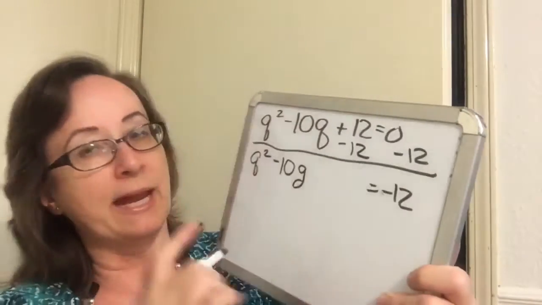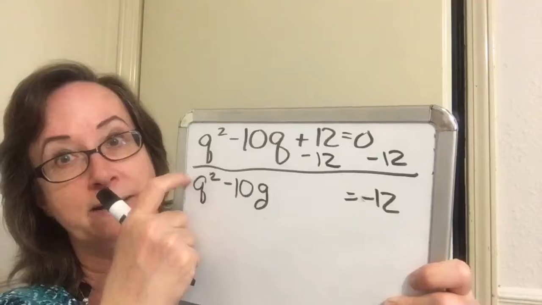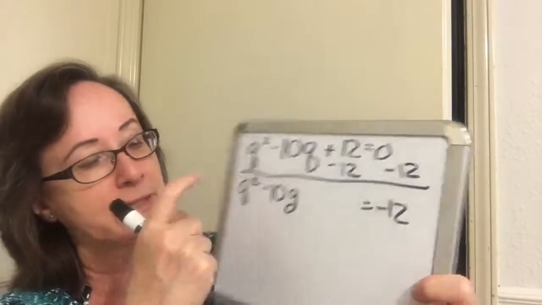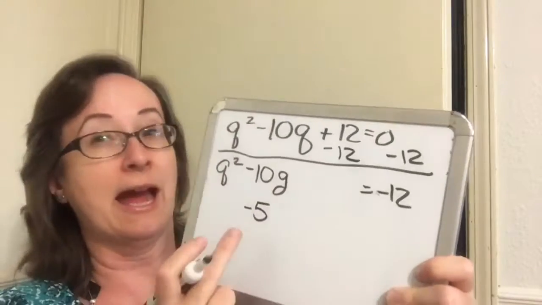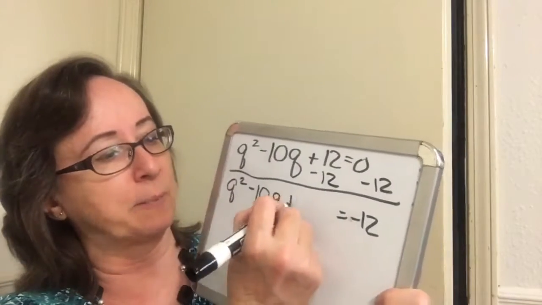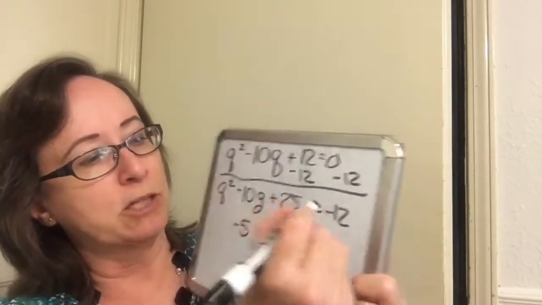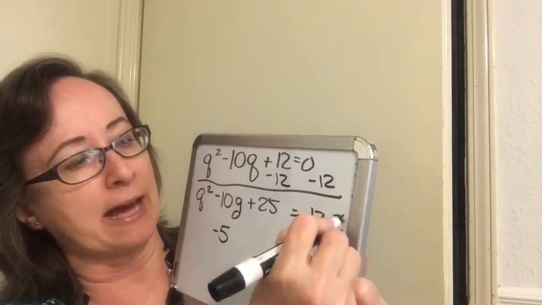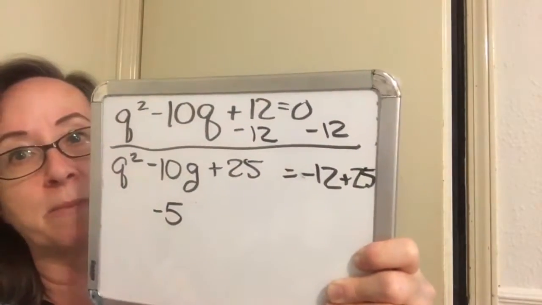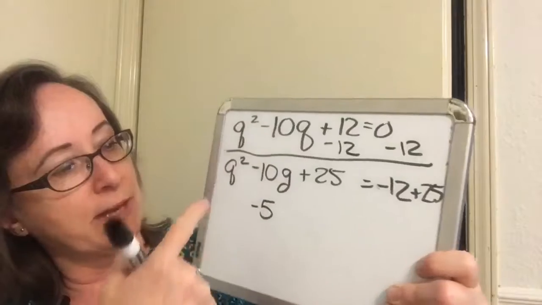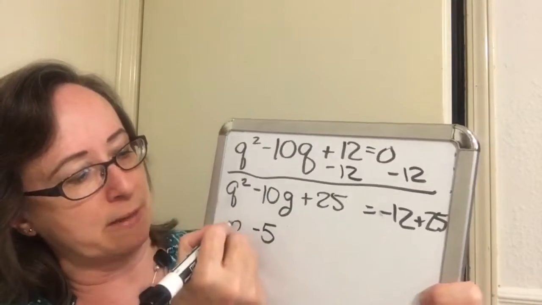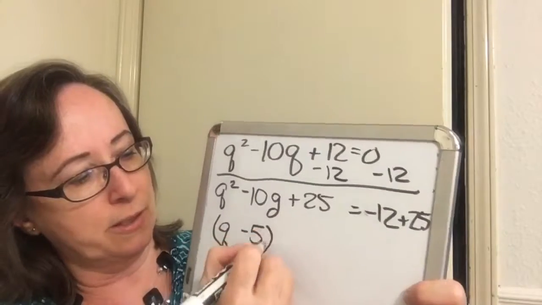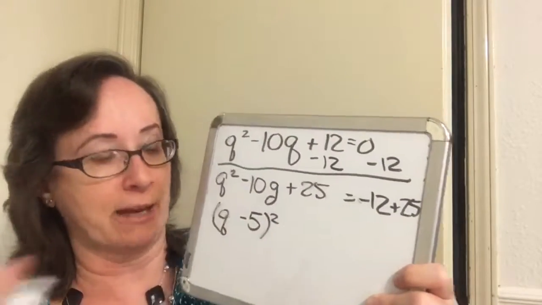Okay, so now there's the 1 that I need. So I'm ready to complete the square. I cut the negative 10 in half and get a negative 5. I square the negative 5 and get a plus 25, which I will add to both sides so as to not change my equation. So now to get this into a squared form, I'm going to just drop down my q, put a square on the outside, and check.